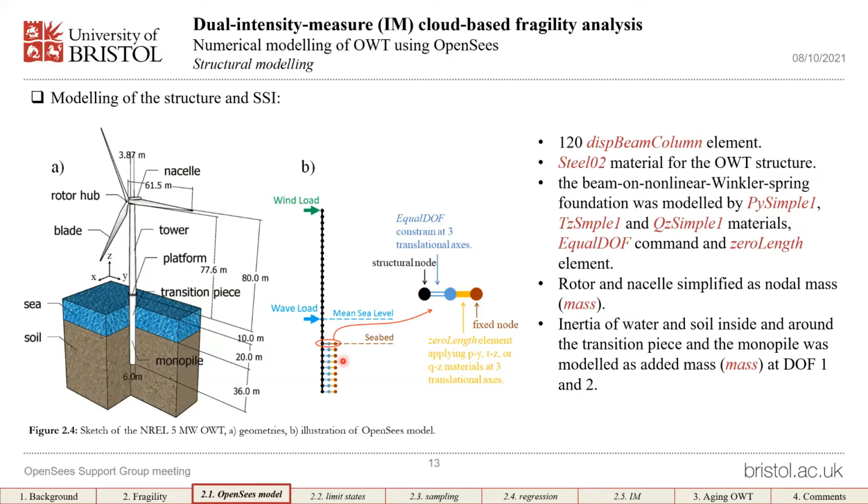the material of the wind turbine was represented by the Steel02 material. Soil structure interaction was modeled using a Winkler type foundation with the materials PY, TZ, and QZ. The rotor and nacelle assembly was simplified as a nodal mass at the top of the structure. And finally, the inertia of the water and the soil inside and around the transition piece and the monopile was modeled as additional mass at only degrees of freedom 1 and 2.